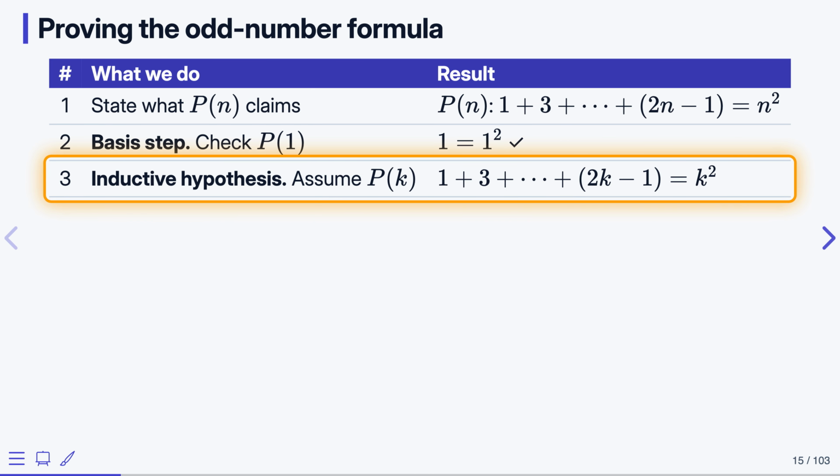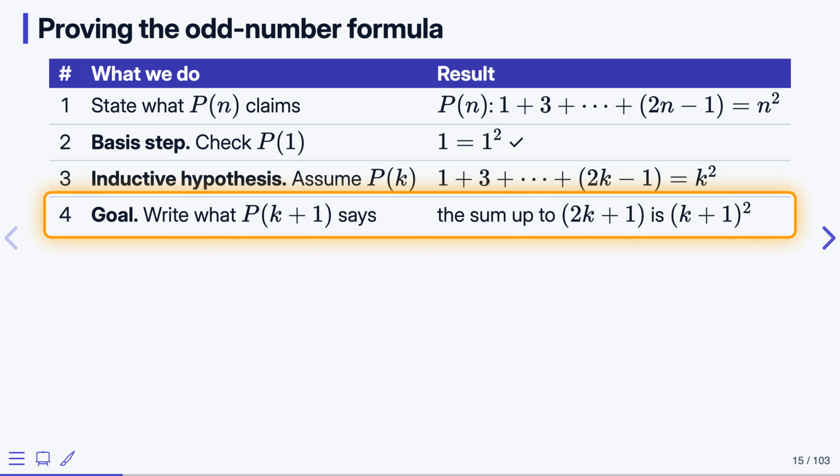Step 3. The inductive hypothesis. Assume the formula holds at k. The sum up to 2k minus 1 is k squared. Step 4. Write the target. The next odd number after 2k minus 1 is 2k plus 1. So P of k plus 1 says the sum up to 2k plus 1 equals k plus 1, all squared.